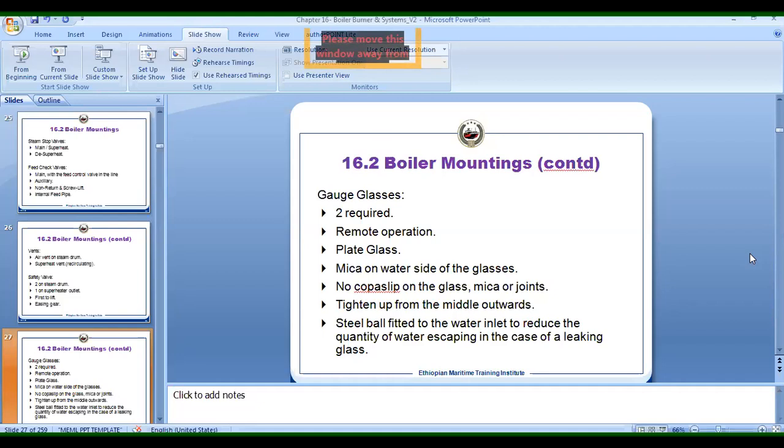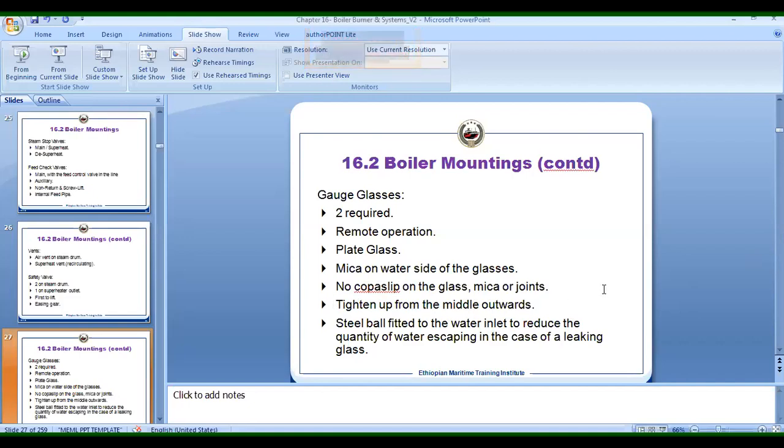In a plate glass type, you have mica on the water side of the glasses. Mica is an insulating compound. While assembling the gauge glasses, you should not be putting any copper slip, etc. And we are talking about the tightening procedure of the gauge glass: basically tighten from the middle outwards.